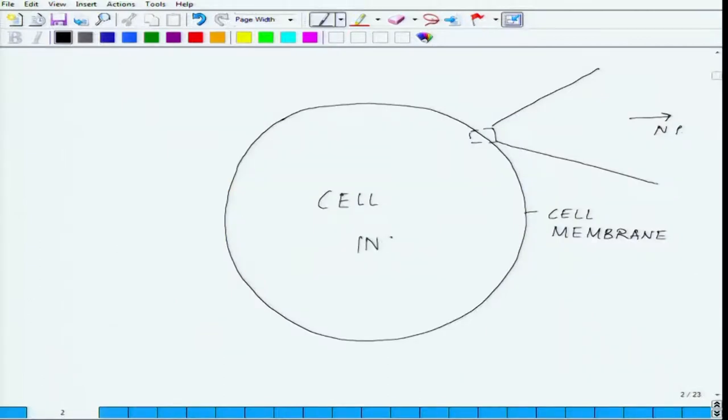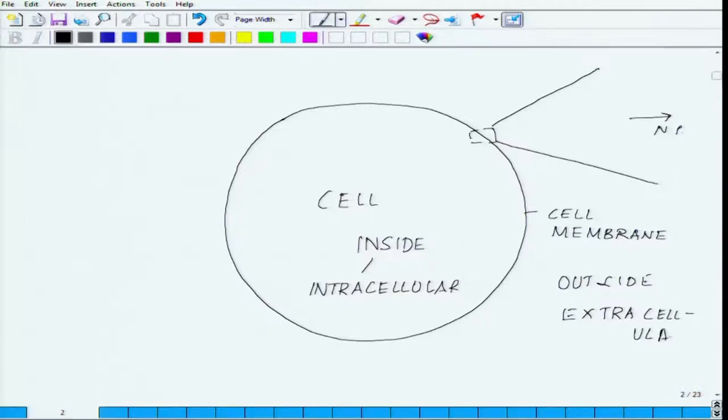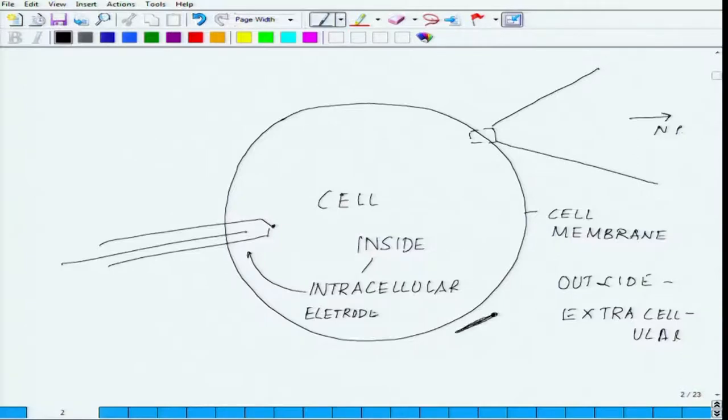So, this is inside, also called intracellular, and this is outside, which is called extracellular. And here, since I am showing it like that, let me introduce: if an electrode is placed here like this, this is called an intracellular electrode, and if an electrode is placed outside the cell like this, this is called an extracellular electrode, just in case we come across it, because we will be coming across this pretty frequently. So, I just wanted to highlight that.